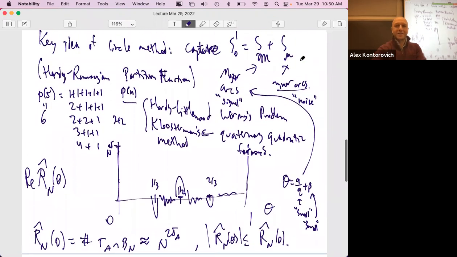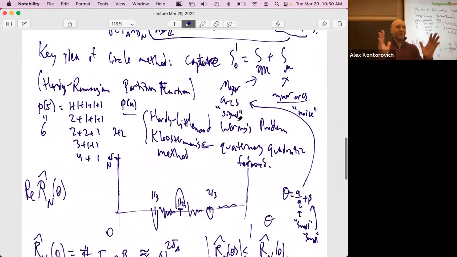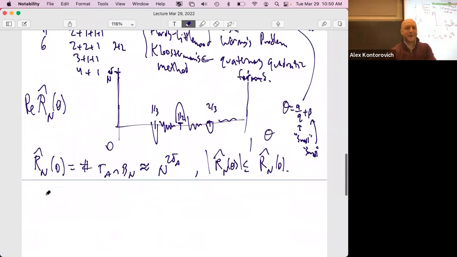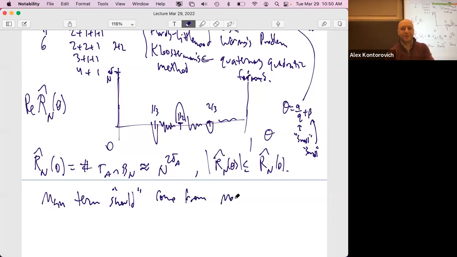So let me point out, because some people get confused. Major arcs are a tiny proportion of the circle. It's not major because that's the bulk of the circle. It's major because that's where the signal is. The main term should come from the major arcs. If it doesn't, then you didn't get a theorem. But these major arcs comprise a tiny proportion of the circle.